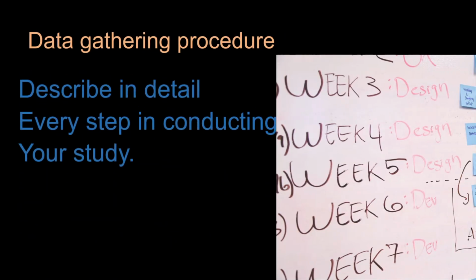The data gathering procedure is where we describe in detail every step in conducting your study. Now, if you ask permission from the proper authorities in conducting your study, you must always mention it here. For example, if you use a class for a demonstration, you must first ask permission from their principal. Next, we have data analysis.